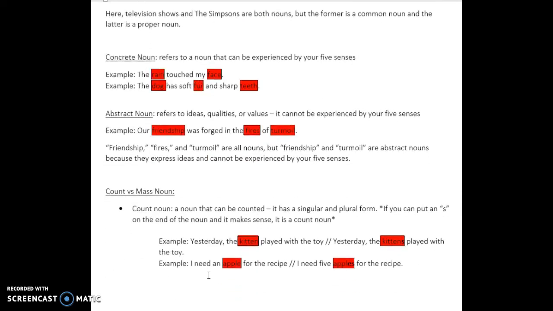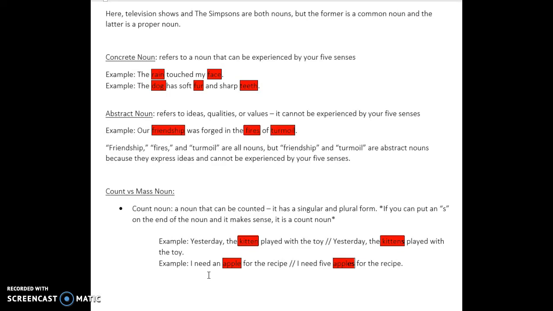Let's move on to count nouns versus mass nouns. A count noun is a noun that can be counted. It has a singular and a plural form. For instance, if you can put an S on the end of the noun and it still makes sense, it's a good chance you have a count noun.